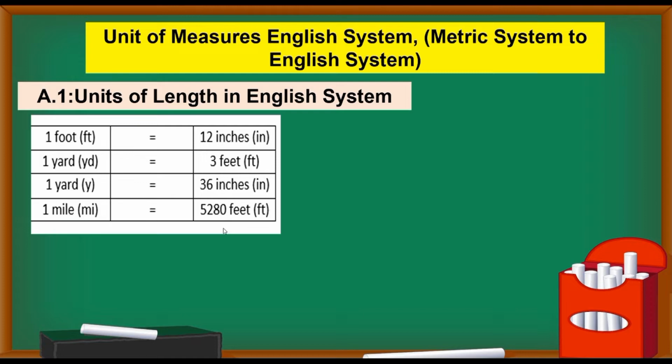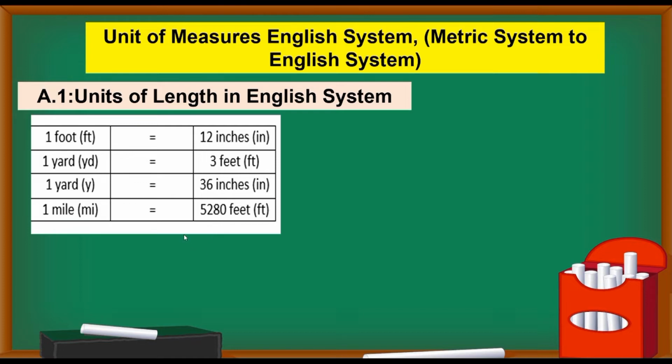Ang metric system, kung natatandaan natin, ito po ay nakabase lang kay 10. Kaya ito ay nagmo-move lang po ng decimal point. Samantalang ang ating English system, iba-iba yung unit niya na equivalent.